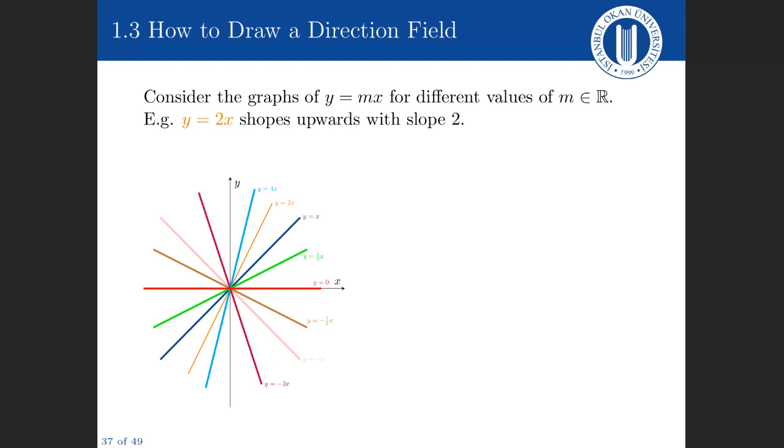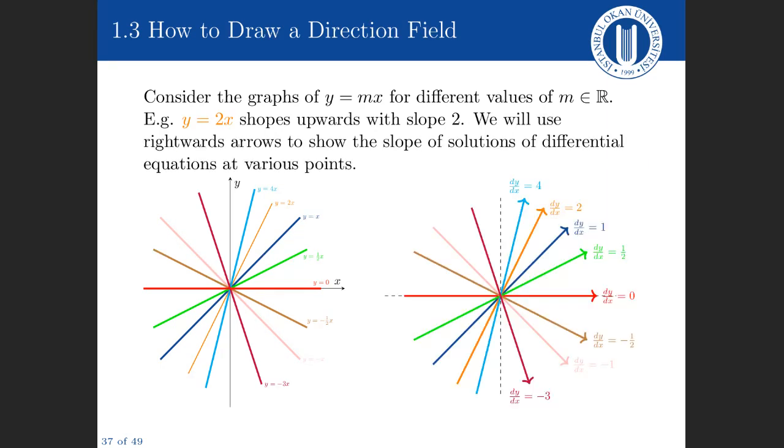Before I go on, I want to explain what the arrows mean. I've drawn lots of linear functions, y equals mx. For example, y equals 0x, y equals half x, y equals x, etc. We know that y equals 0 has slope dy/dx equal to 0. We know that if y equals a half x, the slope is equal to a half. y equals x has slope 1.